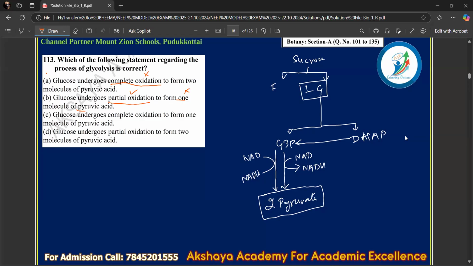Third statement, glucose undergoes complete oxidation to form. It is correct. 1 molecule of pyruvic acid is not correct. It's 2 molecules. So glucose undergoes partial oxidation to form 2 molecules of pyruvic acid. This is correct. So your option will be option D. Then let's go to the next one.